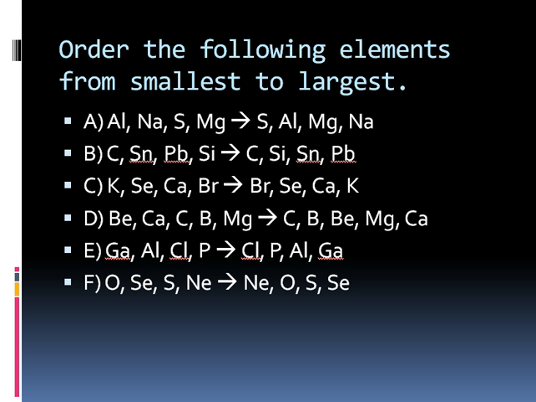Question 4 says, order the following elements from smallest to largest. Of the elements named, if you look at the periodic table and you move left and down, because if you move left, the radius gets bigger, and if you move down, the radius gets bigger, you can find out which element is bigger.